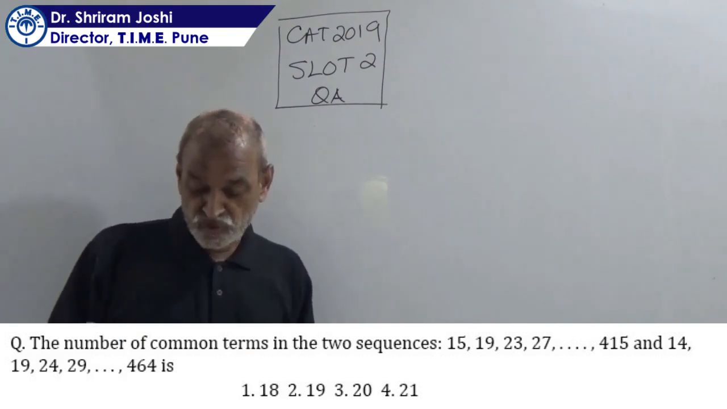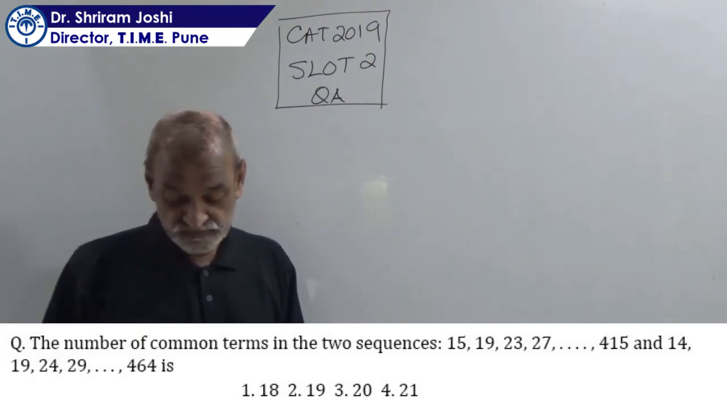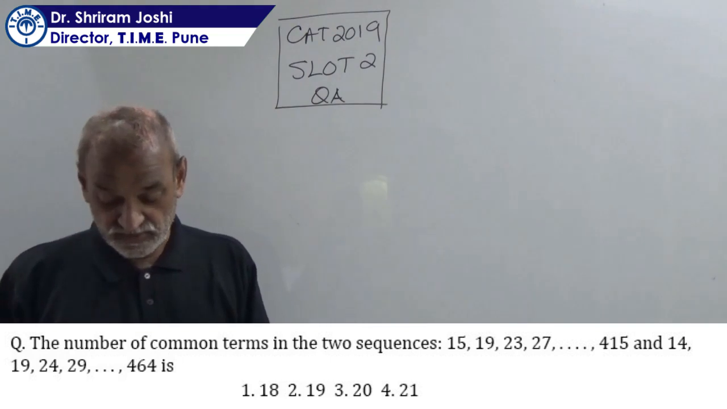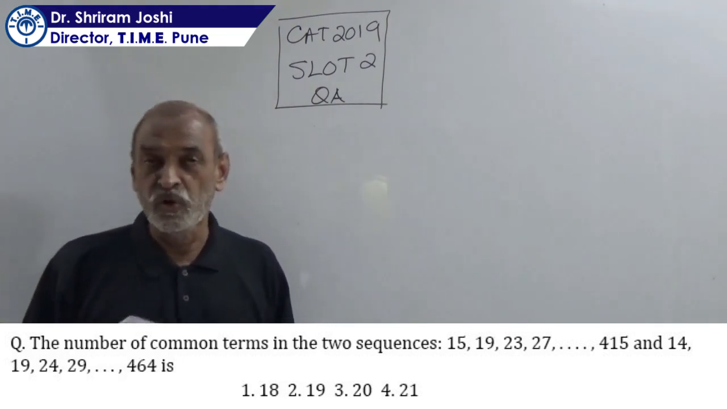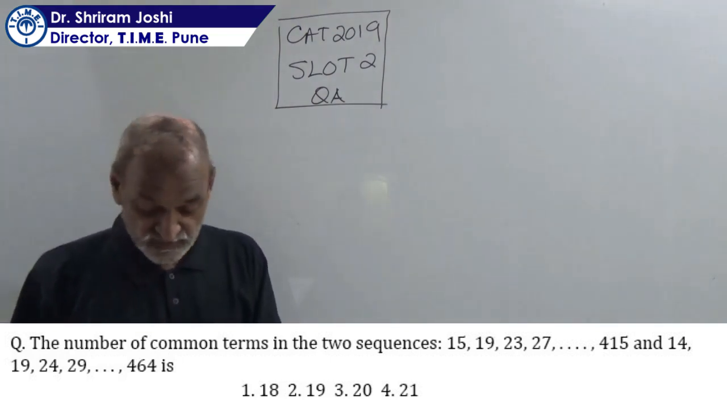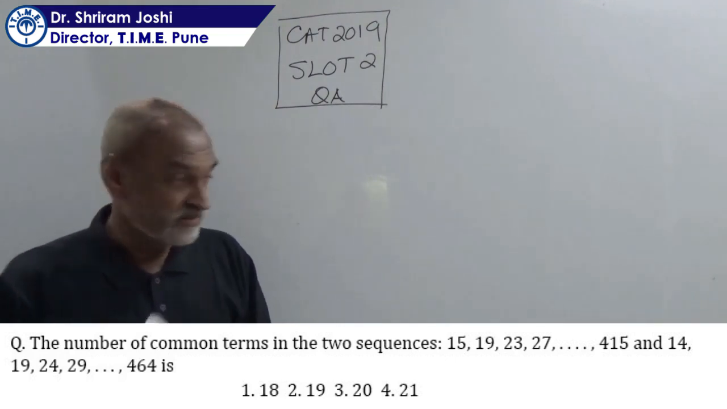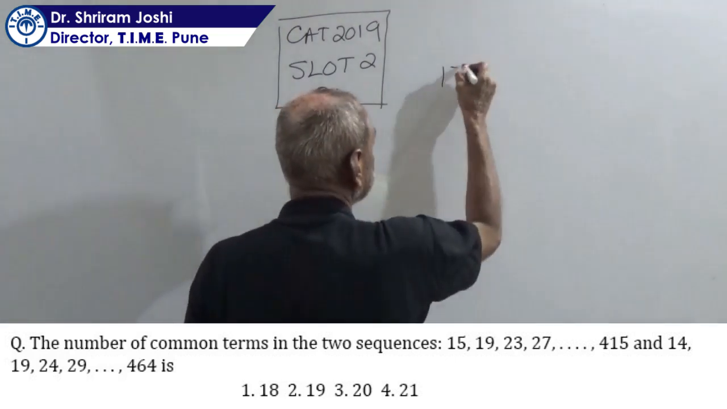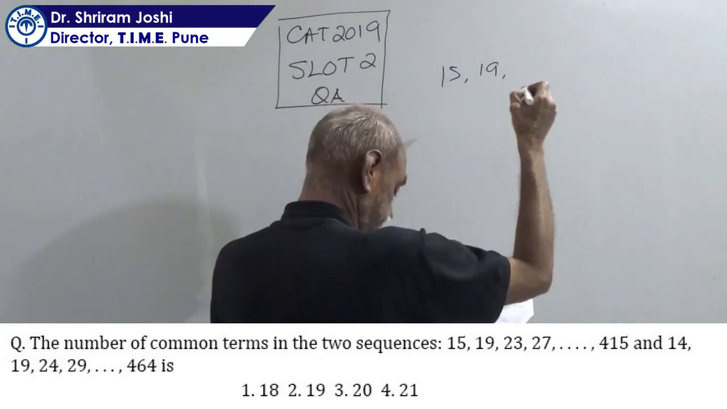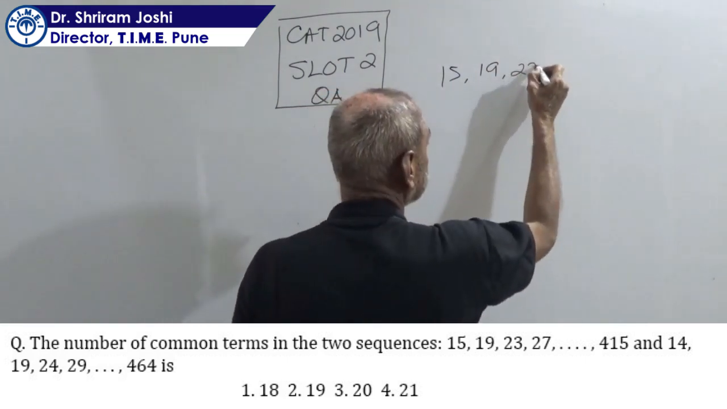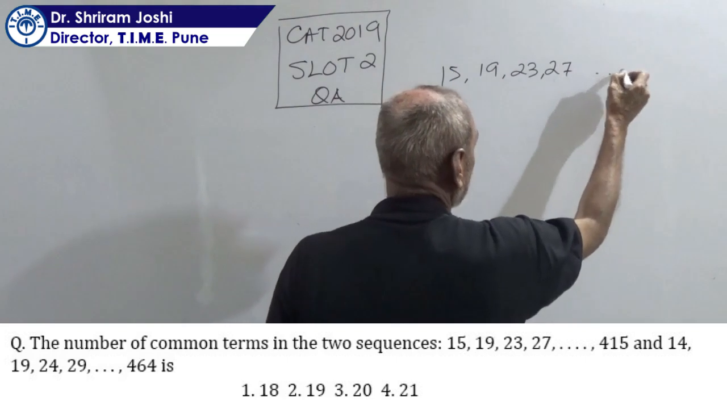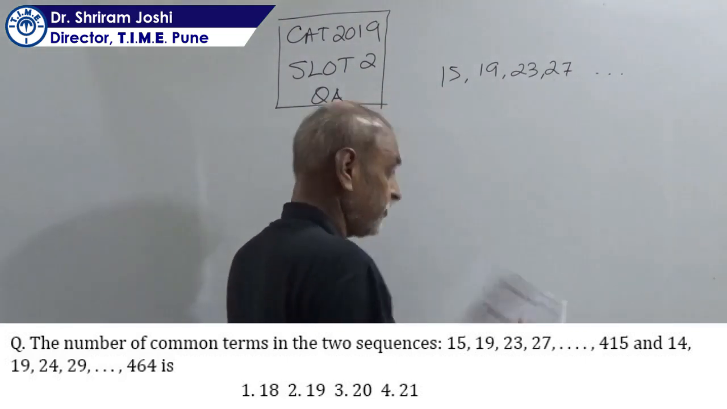A question that occurs in many tests, and I'm sure our study material is full of these questions. There are 2 sequences given. Both are arithmetic progressions, and they're asking how many common terms there are. What is the first sequence? 15, 19, 23, 27, all the way to 450.